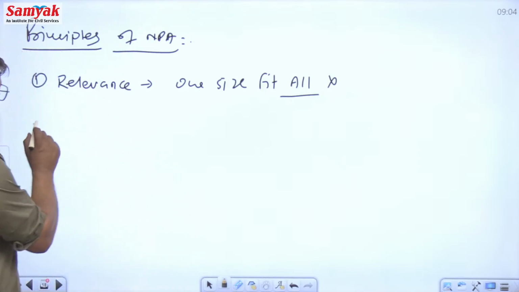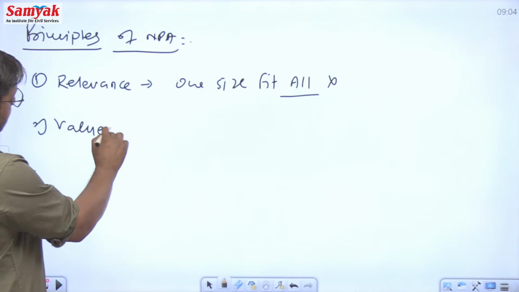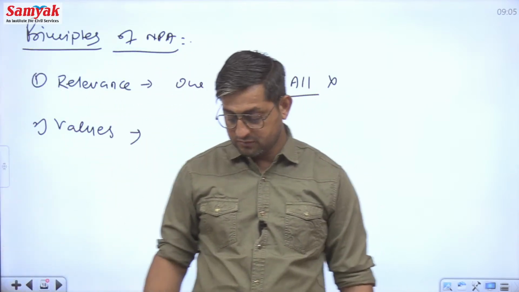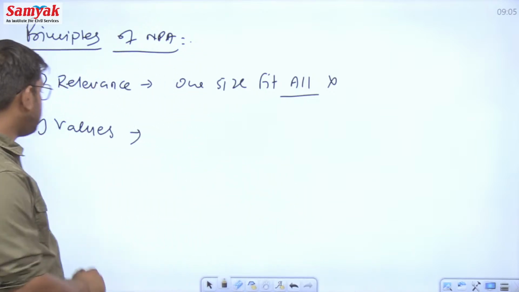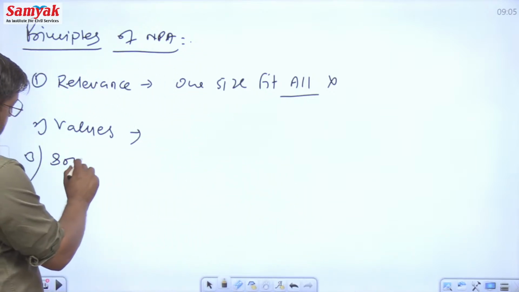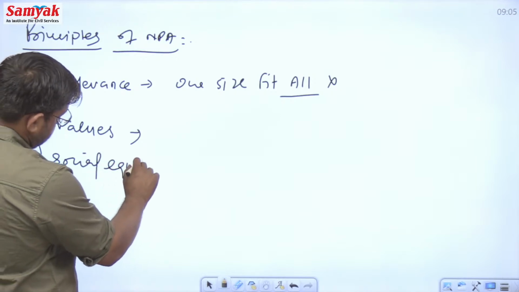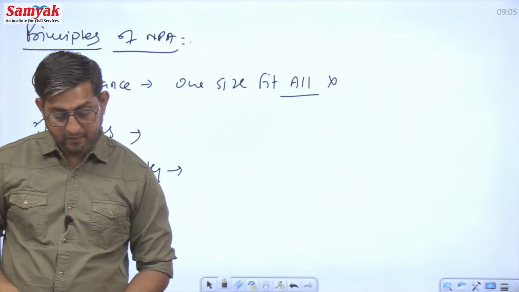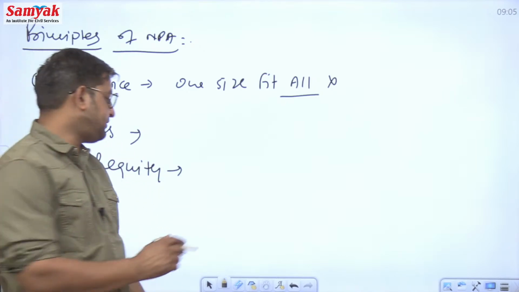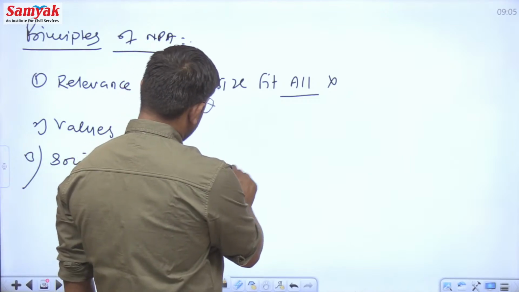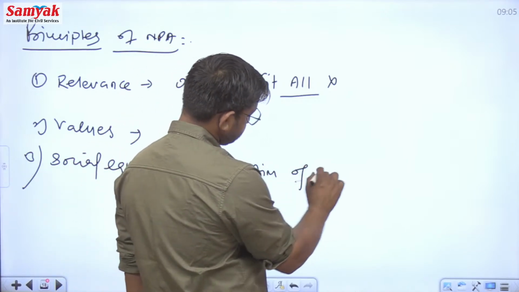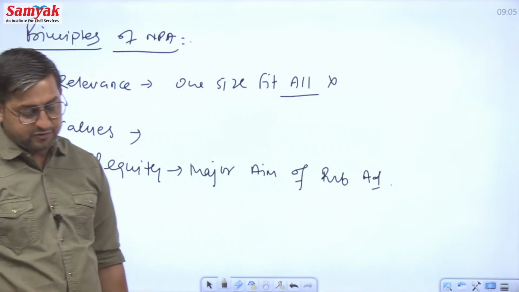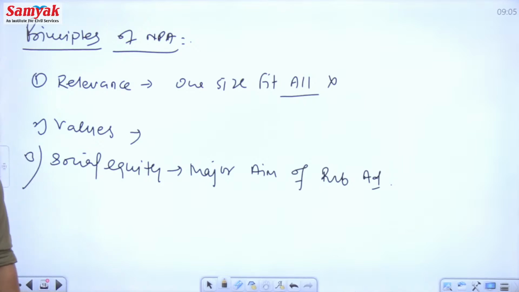सिमिलरली वैल्यूज, अपने बात की अभी, that the administrator may possess few values. Similarly, we have the social equity. So basically, this should be the major aim of public administration. So slowly and slowly, the equality should be established by the public administration.